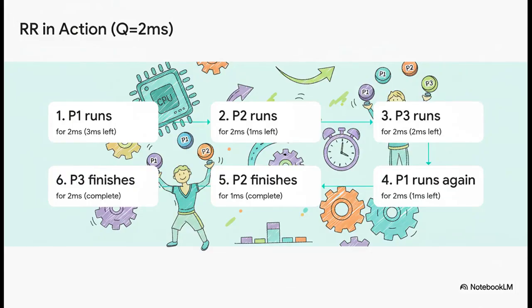All right, let's trace this cycle. Let's say we have a time slice, or quantum, of 2 milliseconds. P1 gets the first slice. Then it's P2's turn. Then P3's. After P3 is done, the scheduler cycles right back around to P1 for its next 2 millisecond slice. This just keeps going and going until all the processes are finished. By giving everyone a small, regular turn, the whole system feels incredibly responsive.